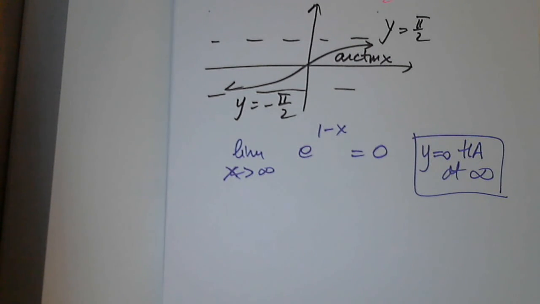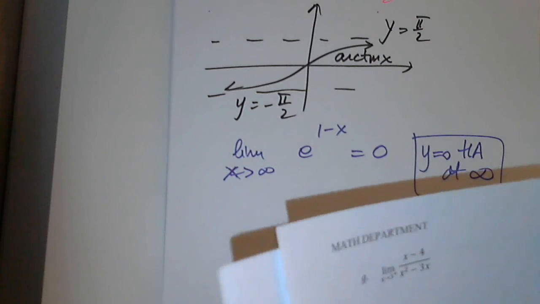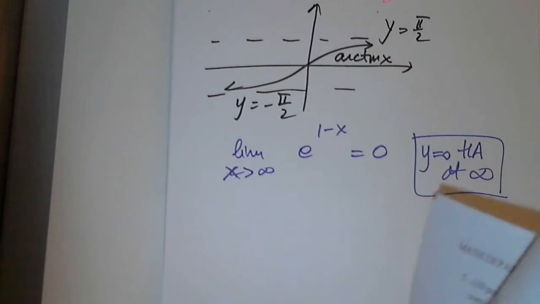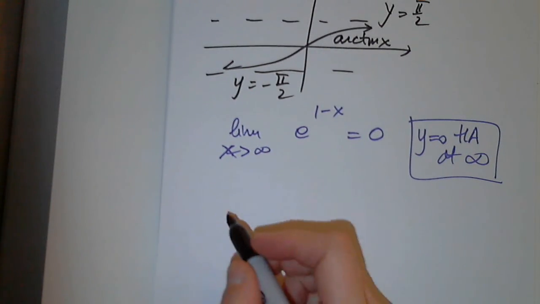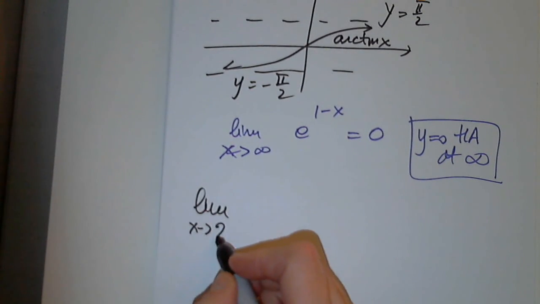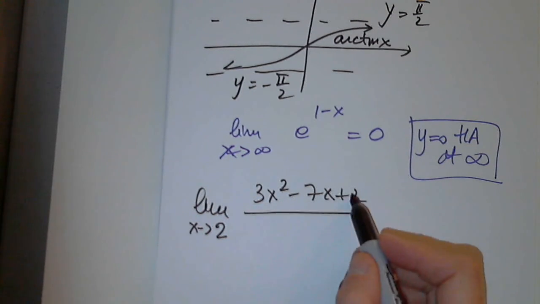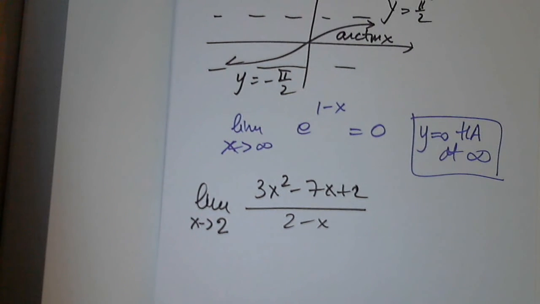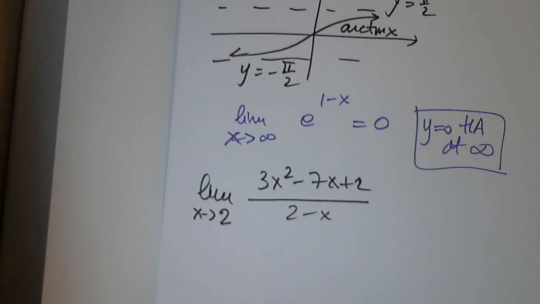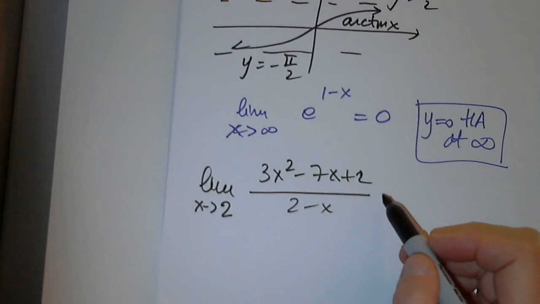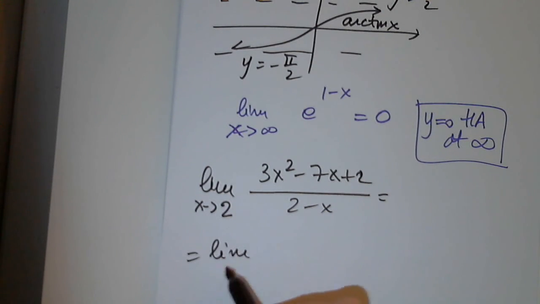Anything else, or I make something up? Yes. Just number 2a. 2a, let's take a look. In 2a, we have limit as x approaches 2, 3x squared minus 7x plus 2 divided by 2 minus x. Good. Now you already know that I'm going to rearrange this most of the time, approaching 2.